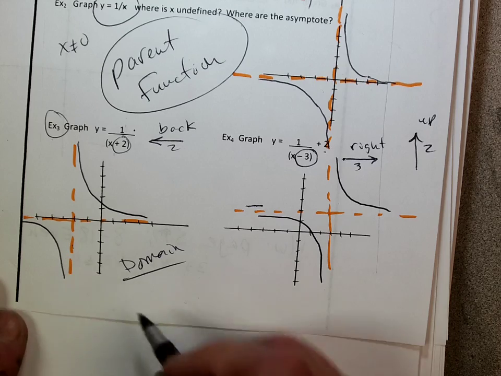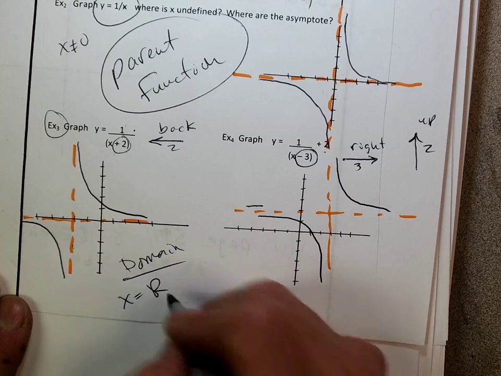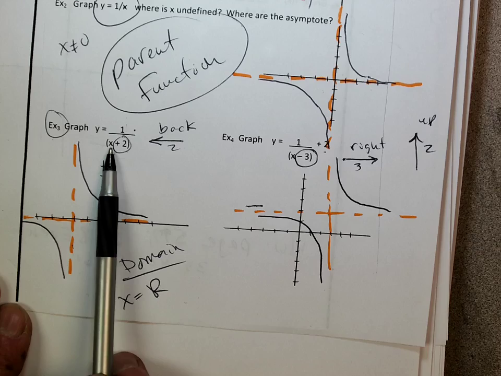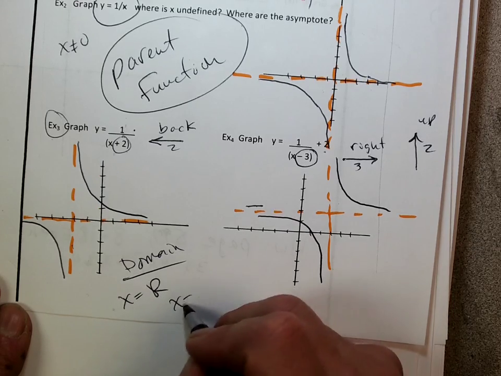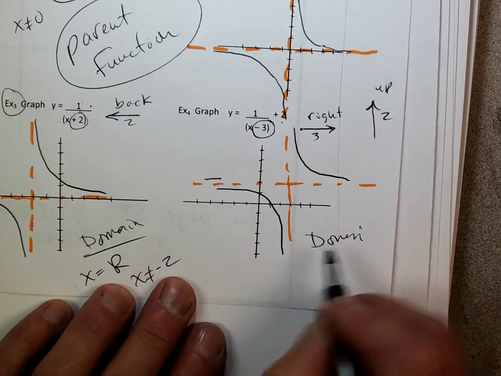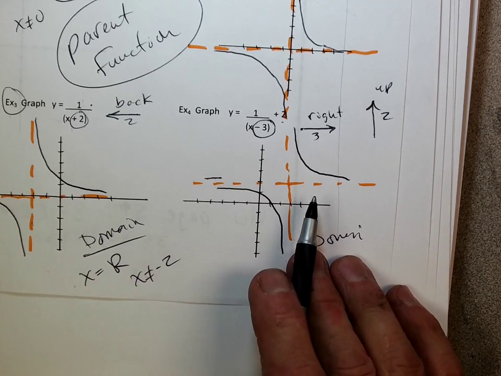What does that mean again? All real numbers, except what? What can't x be? 0. Right, but what x value would make it 0? -2, right? So x cannot be -2, okay? Domain. Because we're going to talk about it later, okay?